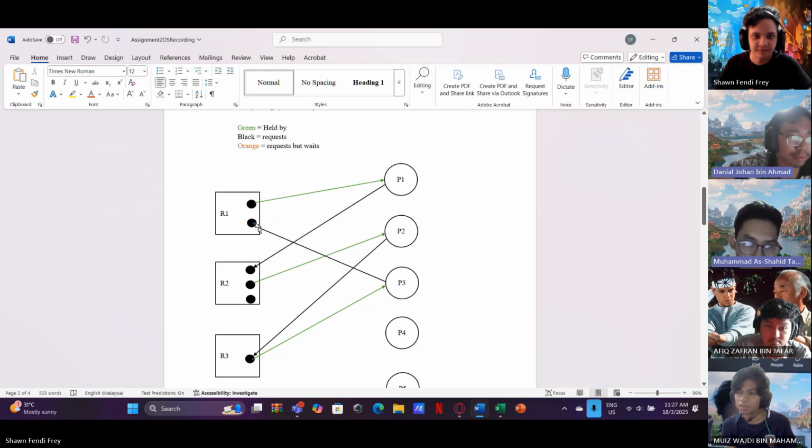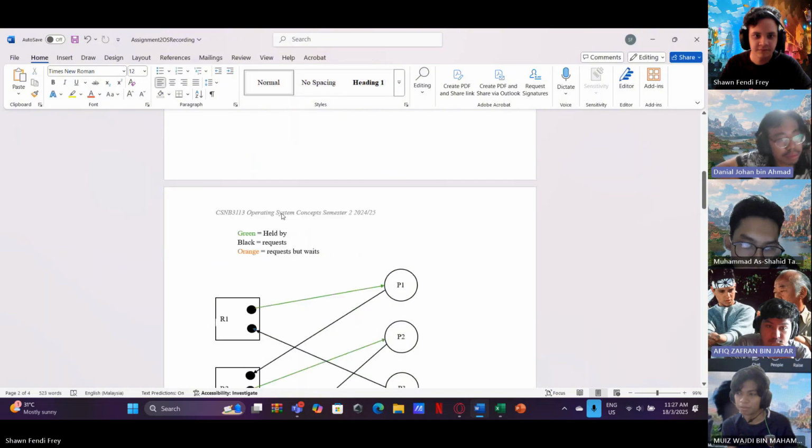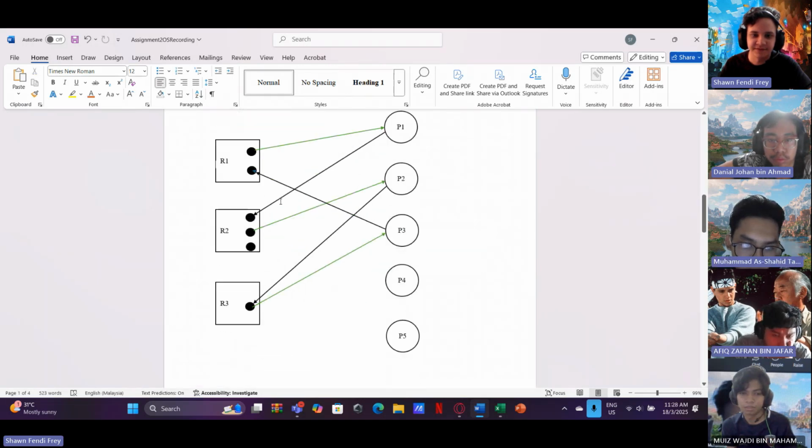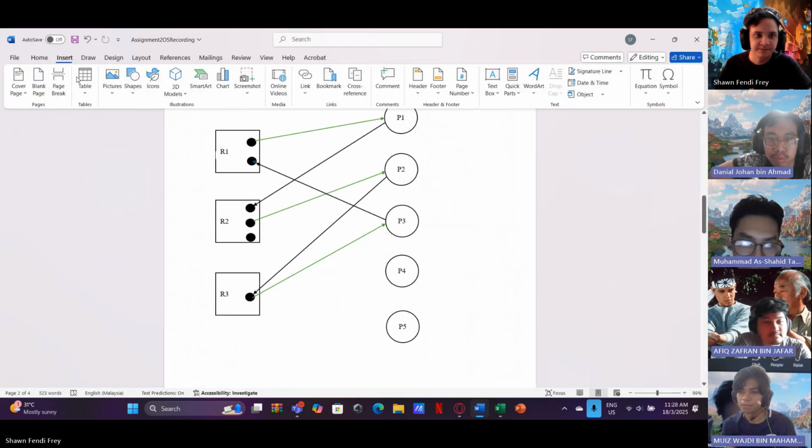And then R2 is held by P4. P4 holds 1 unit of R2, so R2 to P4.